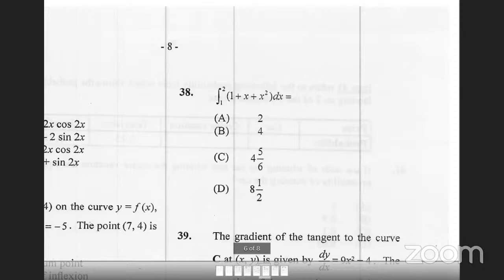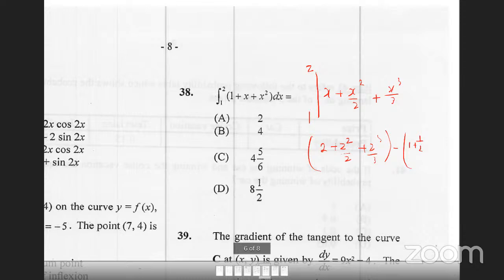This one here, the integral between 1 and 2 of 1 plus x plus x squared. So you want to integrate it first. This one you can put in a calculator. Put it in and tell me what you get. You'll get x plus x squared on 2 plus x cubed on 3. And then you want to plug in 2 and 1. When you plug in 2, you'll get 2 plus 2 squared on 2 plus 2 cubed on 3. And when you plug in 1, you minus 1 plus a half plus 1/3. Do a little maths there.